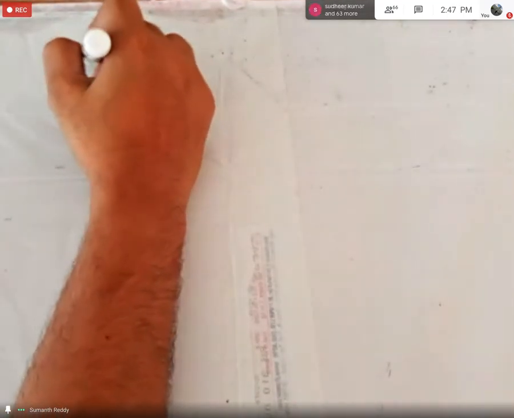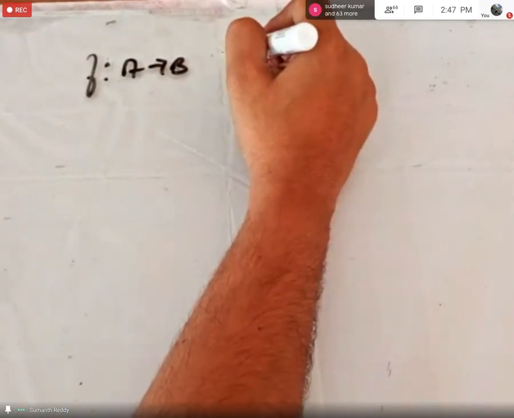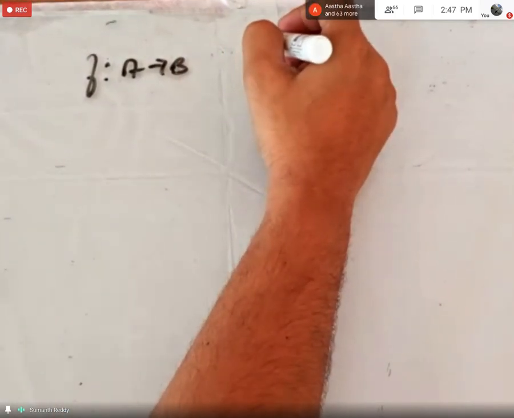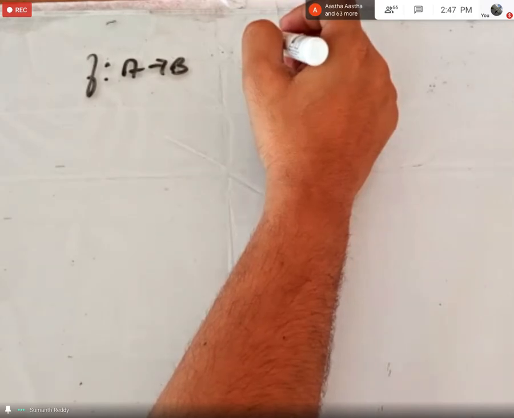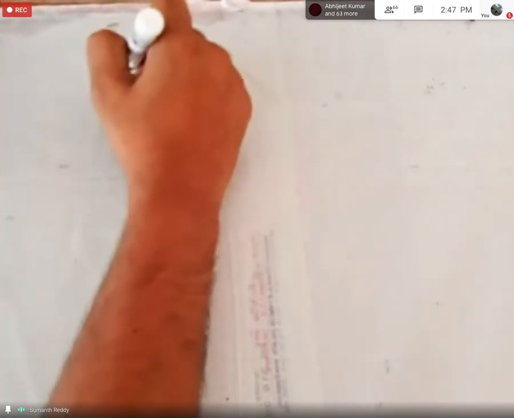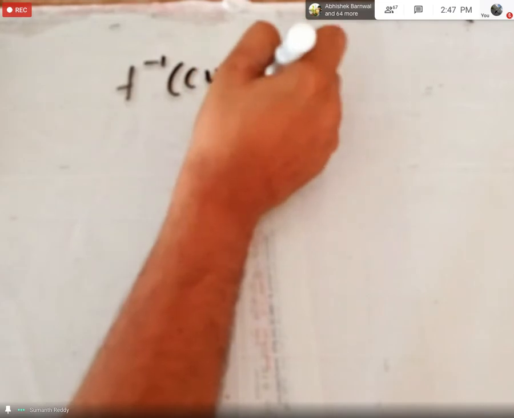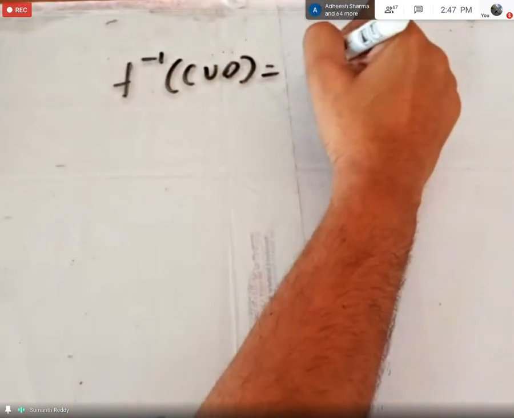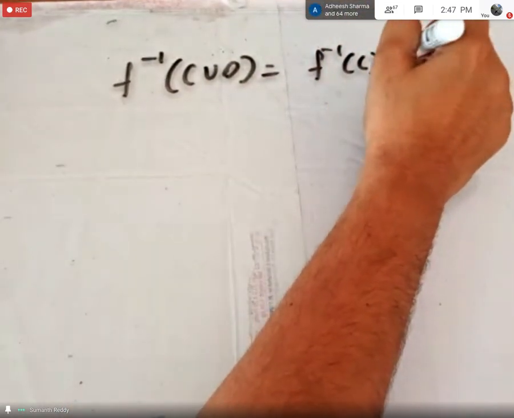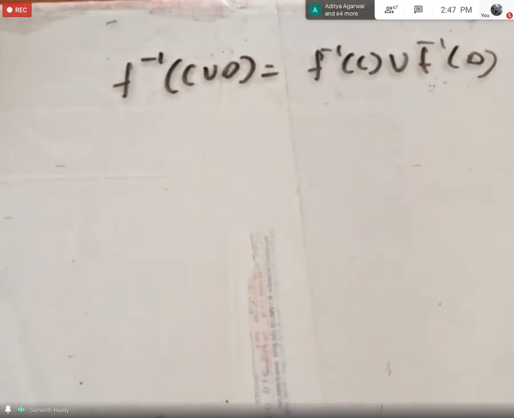So the question is, let f be a function from A to B, and C and D are arbitrary non-empty subsets. These things are not required, so I'll directly write the question. You just have to prove whether f inverse of C union D is equal to f inverse of C union f inverse of D. With respect to relations, we have solved this kind of problem. In order to prove this kind of problem, I have already given you the hint, right?